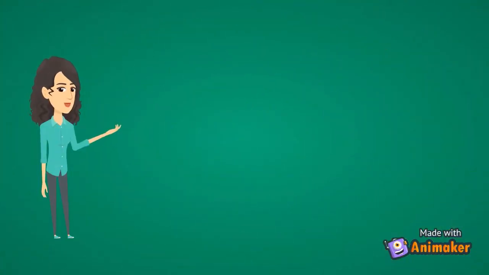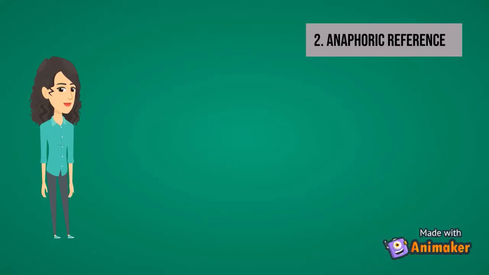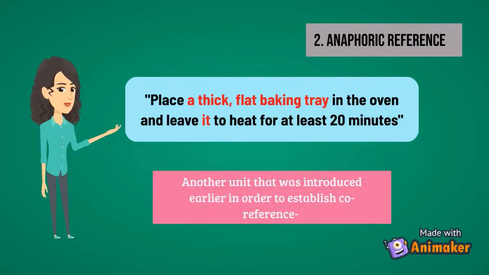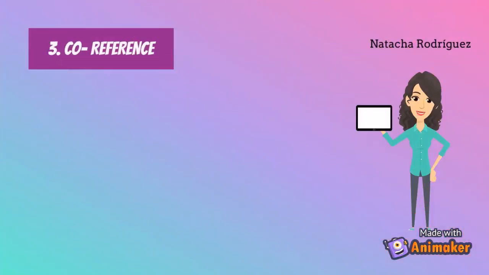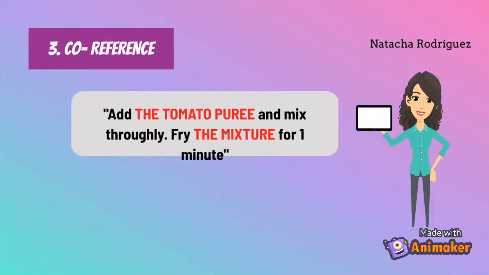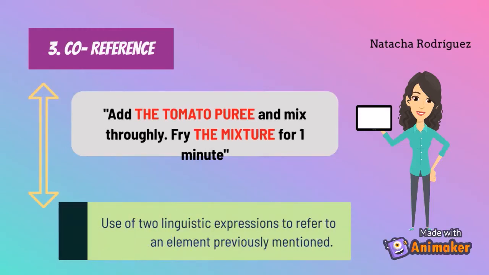Another element present is the anaphoric reference. Look at this example. In this case, we are using the pronoun it to establish co-reference with the unit that was introduced at the beginning of the utterance. Co-reference is also present. In the following paragraph, the author uses the expression mixture as a reference to the element previously mentioned, which corresponds to the puree.